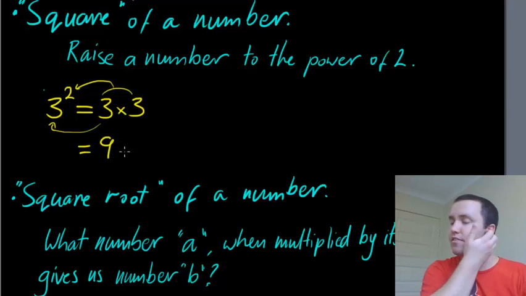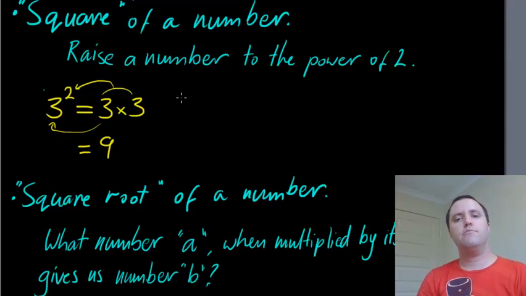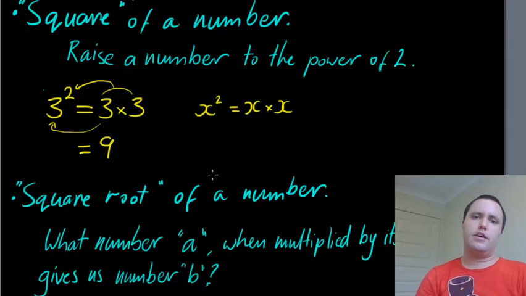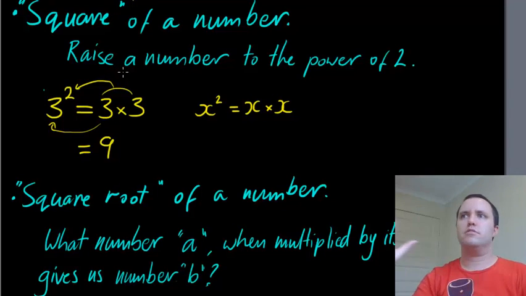Now, you do have a little squared button on the top of your calculator, but I do want you to know what this means, because you might see later on x squared, because you need to know that's the same as x times x. Just remember that 3 to the power of 2 or 3 squared doesn't mean 3 times 2. I'll probably cry deeply if I see you do that.